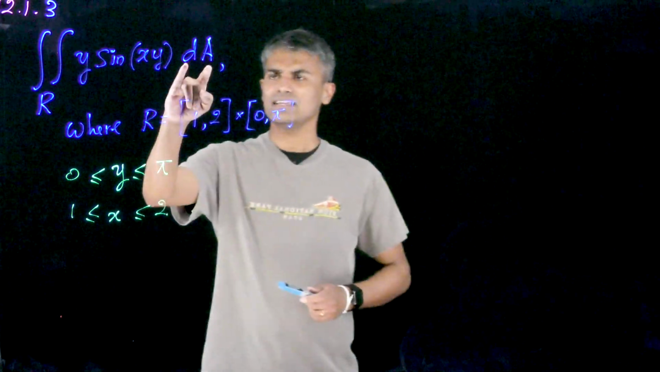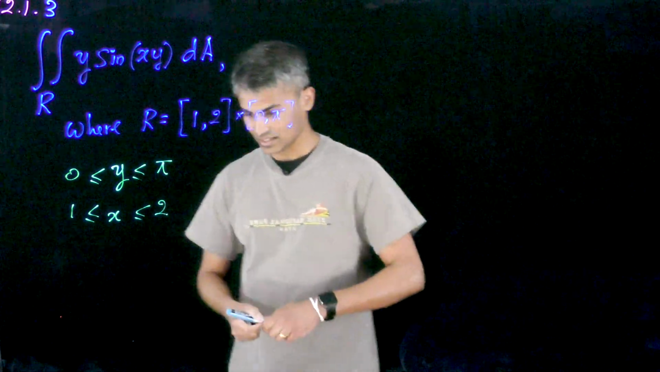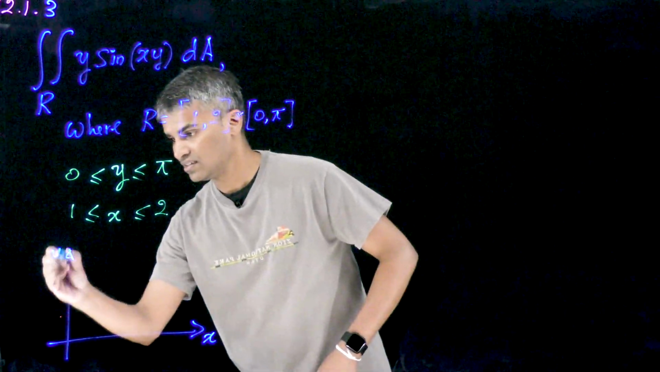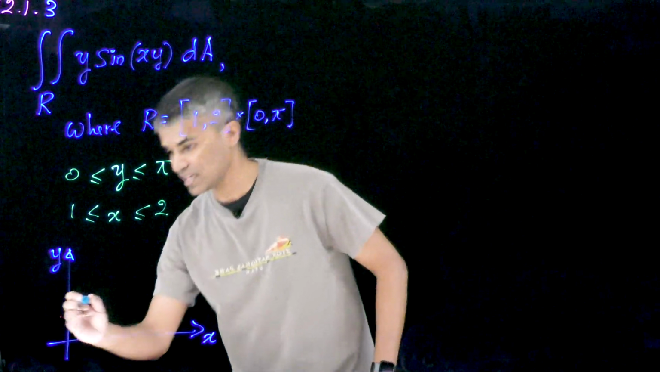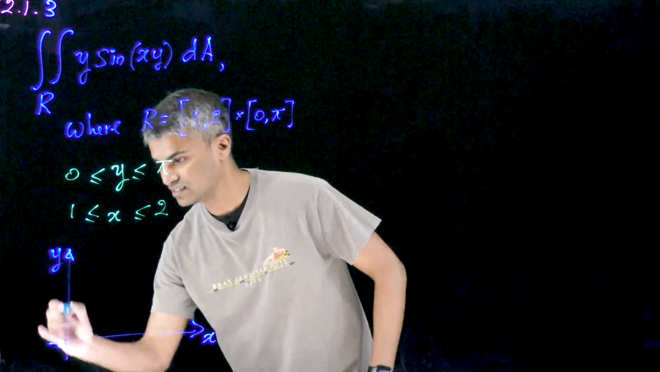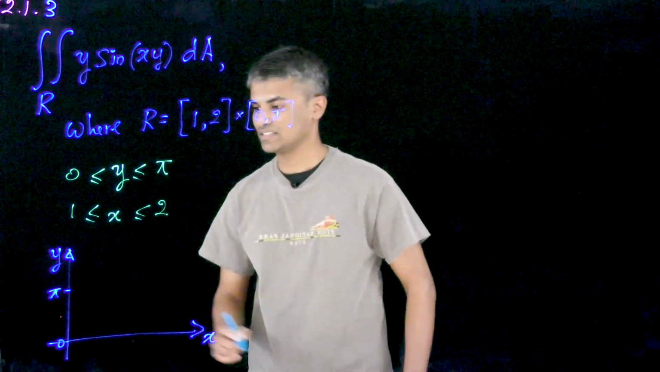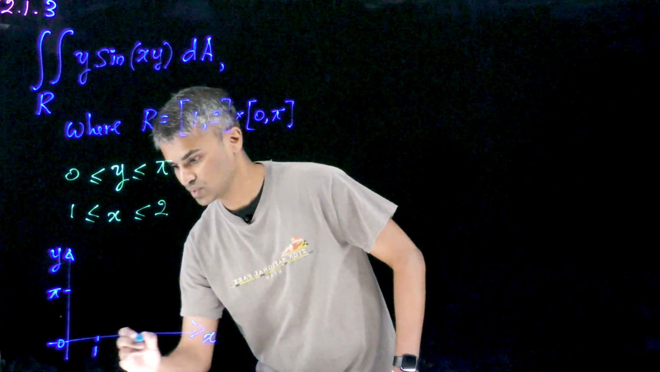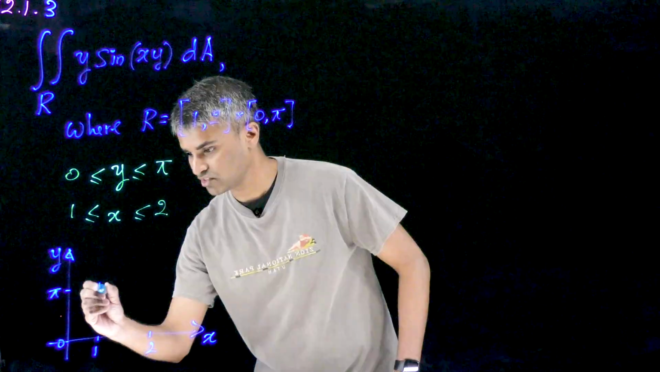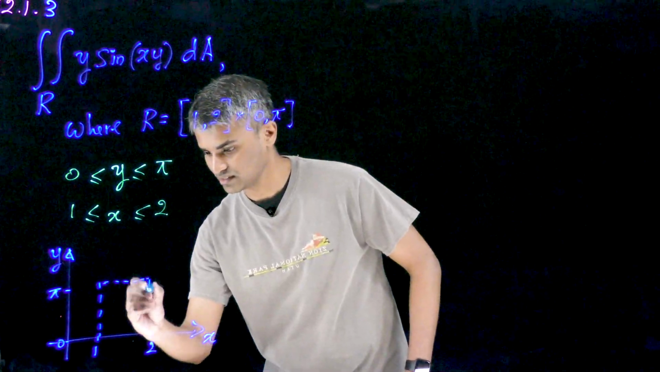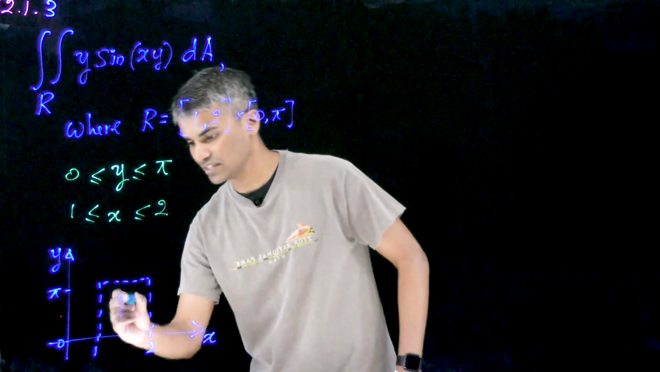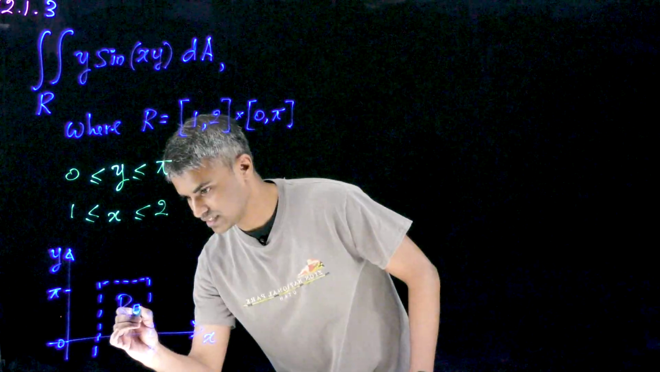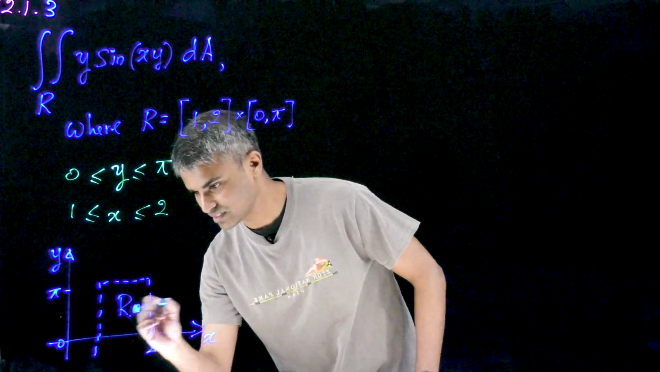Now this dA is the area element on the xy plane, and let me draw this domain of integration on the xy plane. Y goes from 0 to pi, so y equals 0 is here. Let us say this is the value of pi, and then x goes from 1 to 2, and now your domain of integration is this, and this is your region R. Now if you consider a rectangular element like this, this is your dA.